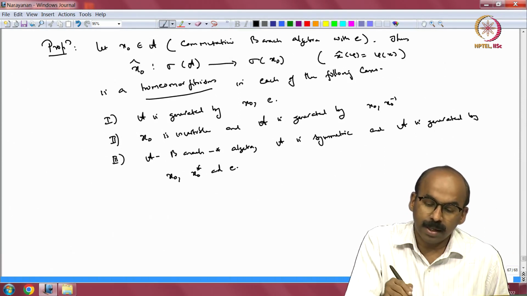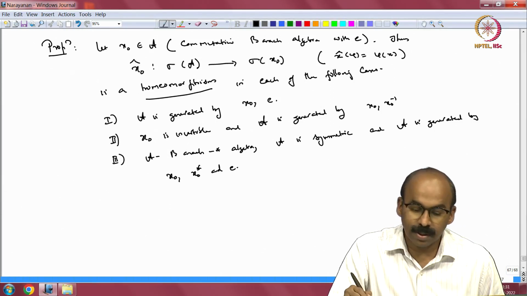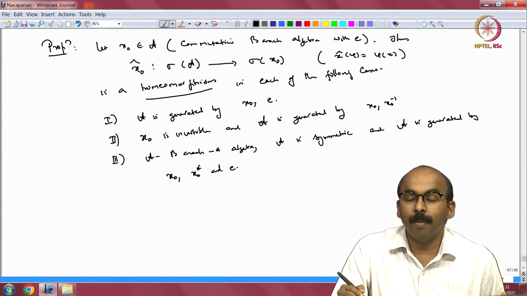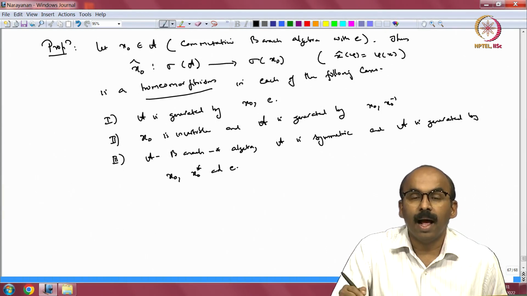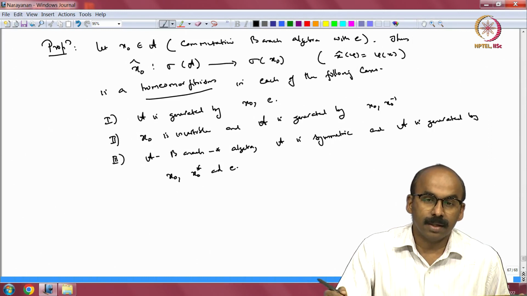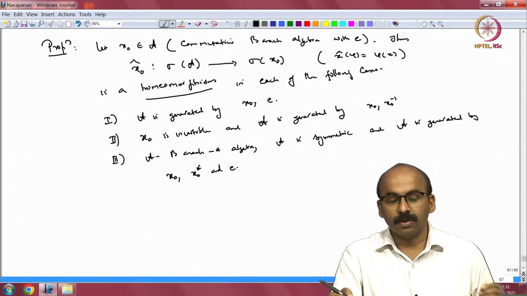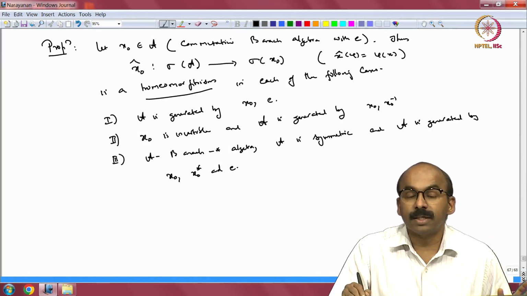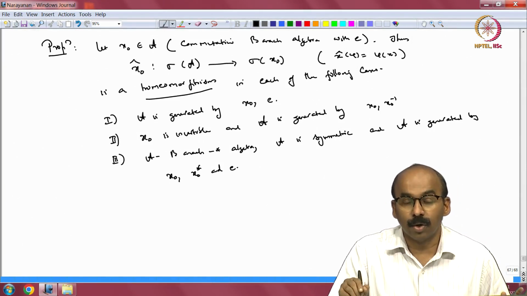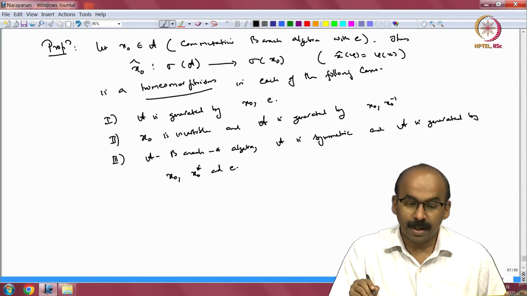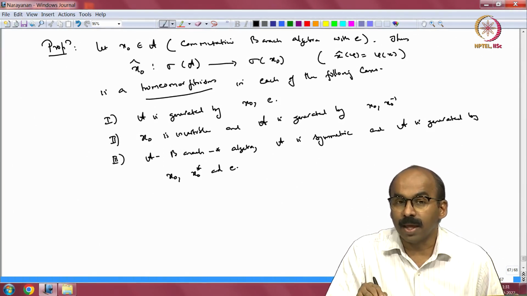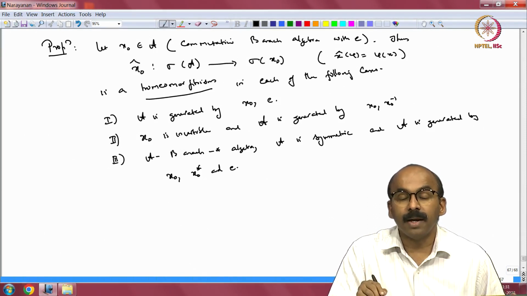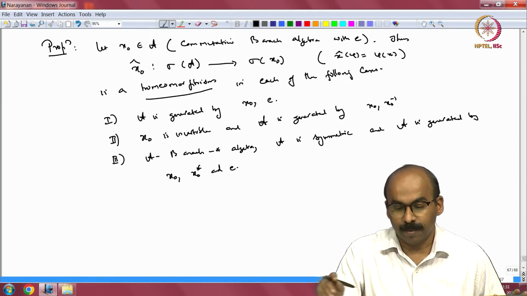If you look at the Banach algebra or the star algebra generated by x naught, x naught star and so on, it will look like polynomials in x naught and x naught star, and you take the closure with respect to the norm. So, if you get all of A, then it is essentially polynomials in x naught and x naught star and then the closure. In that case also, the spectrum of the algebra A can be identified with the spectrum of x naught.